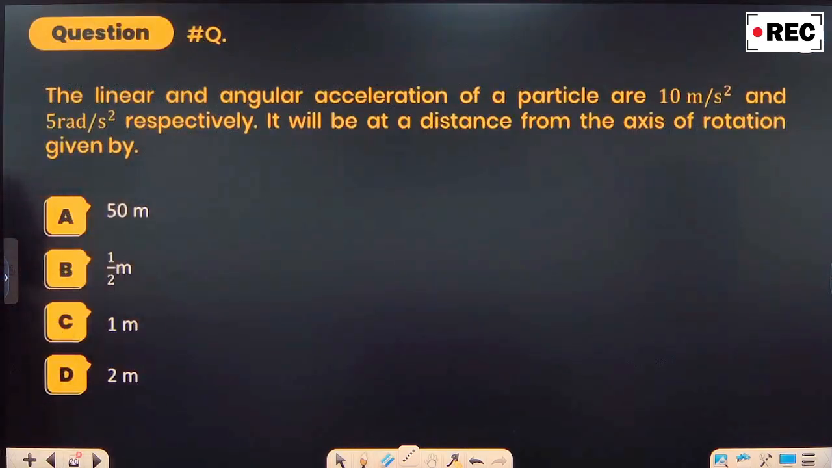Linear and angular velocity of a particle are 10 and 5. It will be at a distance from the axis of rotation.